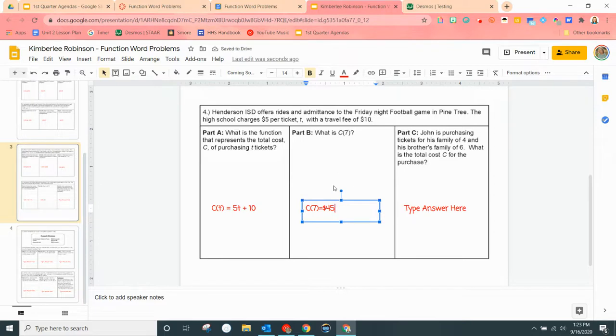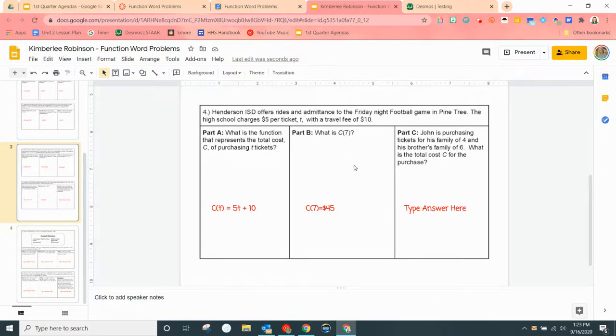Now, we could have done this in our brain, couldn't we? If you know that your tickets are $5 a piece and we buy 7 of them and we have to pay a $10 fee. So isn't that 7 times 5 is 35 plus the $10 fee is $45, okay? So I want you to understand what you're doing here with this function notation should make common sense. It should be common sense in your brain here.